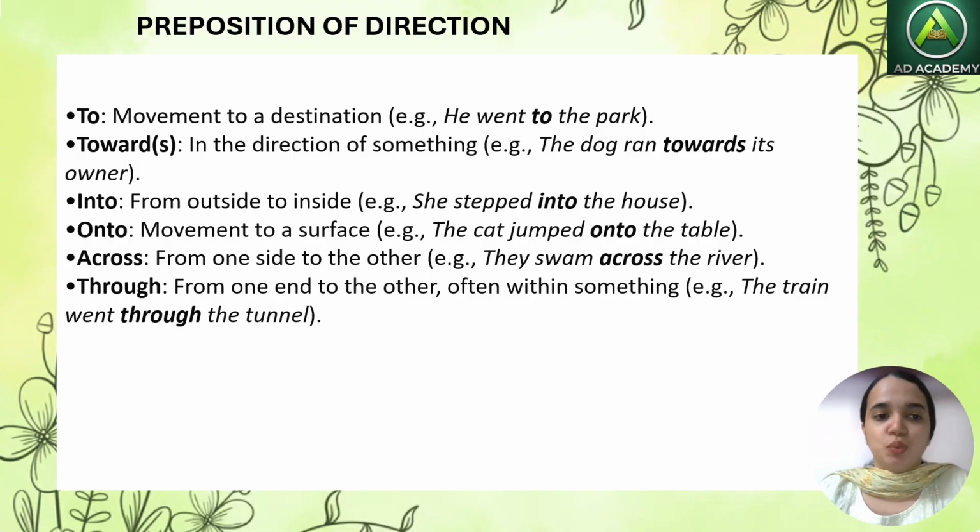Examples. First one is to. It shows the movement to a destination. He went to the park. I am going to school. They are going to play cricket. Next one, towards. So we can see some movement here. We can imagine it like that, in the direction of something. Example: the dog ran towards its owner.